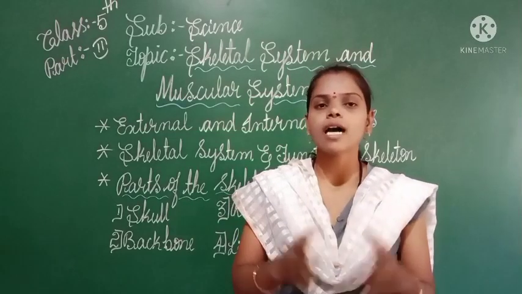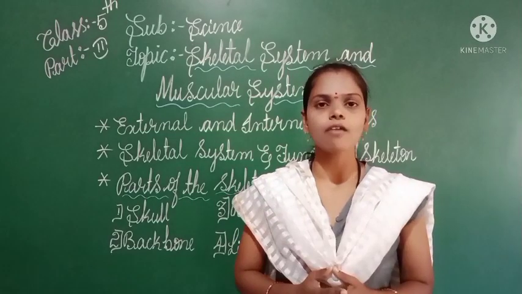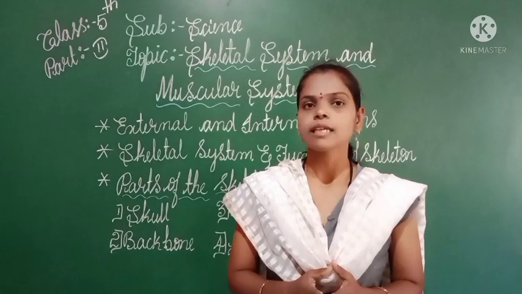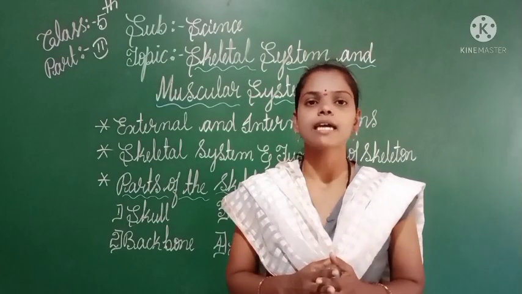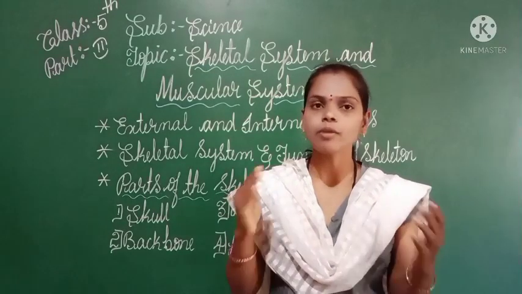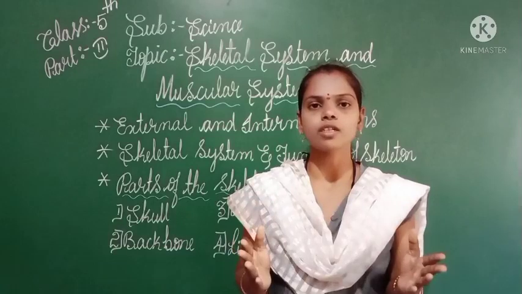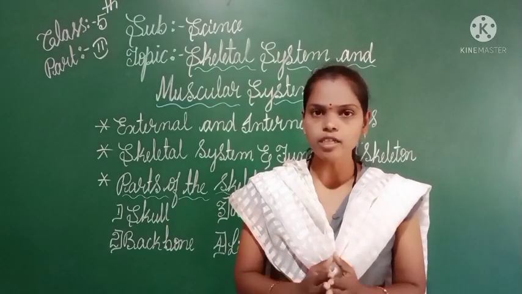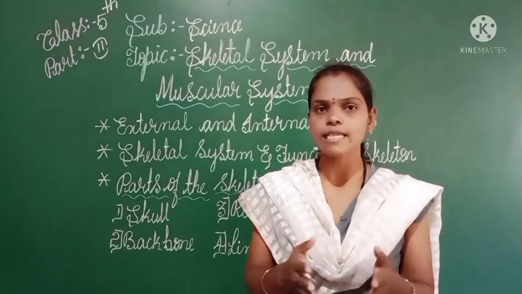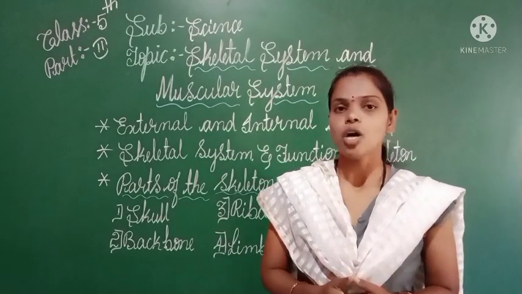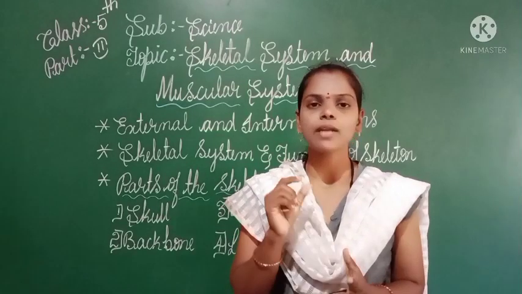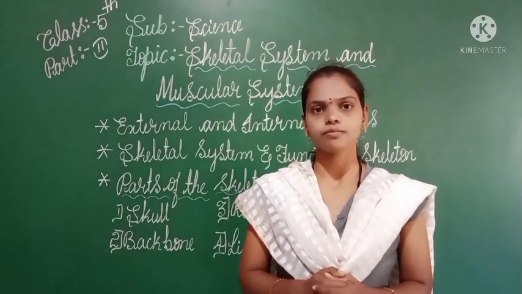The adult human body is made up of 206 bones. But a newborn baby has 270 bones. As the baby grows, the bones of the baby join together and form one bone. Joints are nothing but where two bones meet. That place is known as a joint.